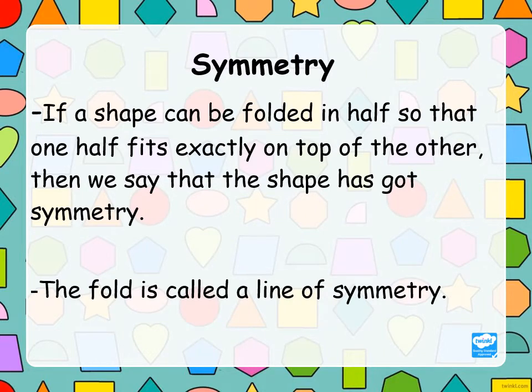Symmetry. If a shape can be folded in half so that one half fits exactly on top of the other, then we say that the shape has got symmetry. The fold is called a line of symmetry.